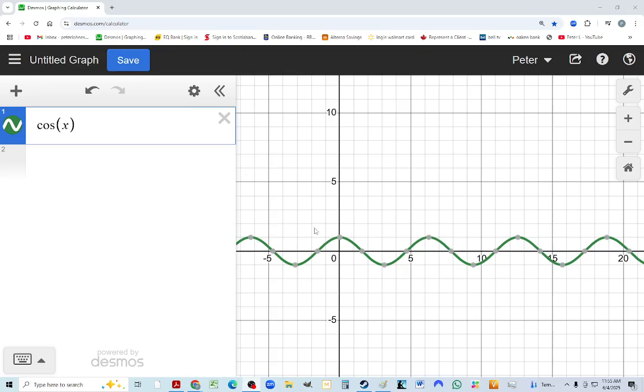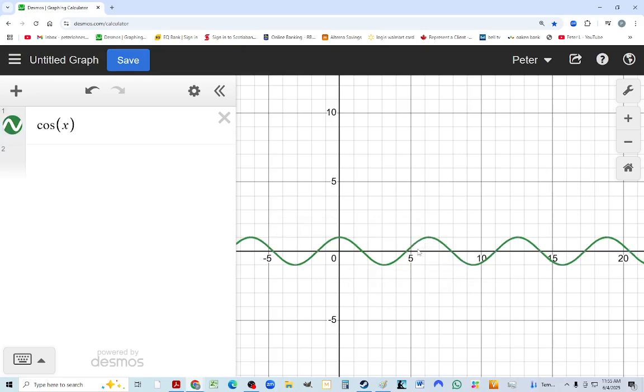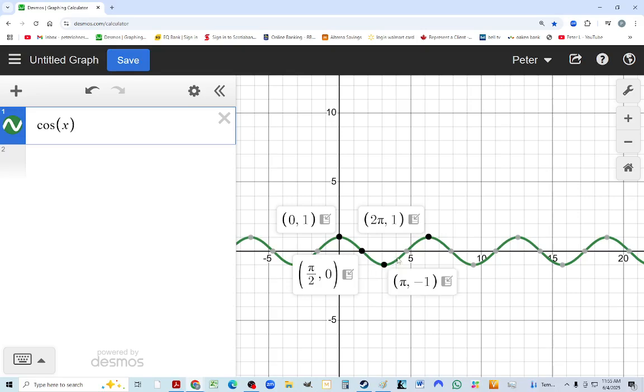So the 5 key points are based on the unit circle: 0, 1; pi over 2, 0; pi, minus 1; 3 pi over 2, 0; and then the final one back to the beginning, 2 pi, 1. These are based on the x coordinates around the unit circle, which represent the cosine value. You should always know those 5 points.